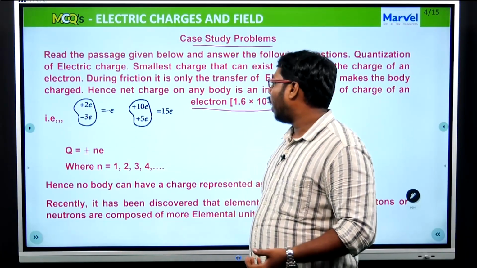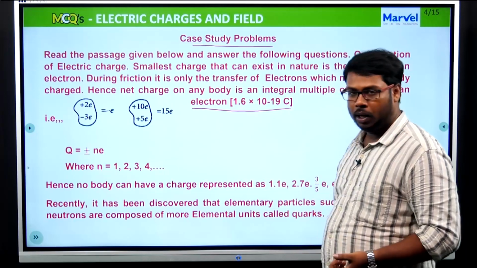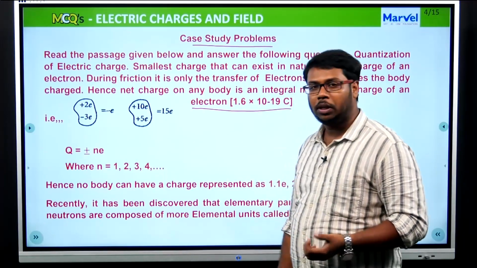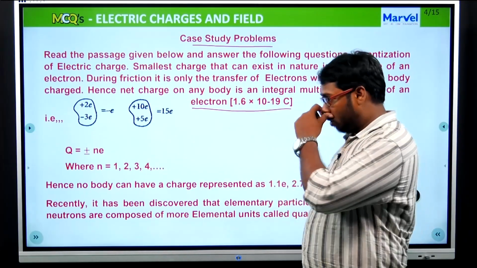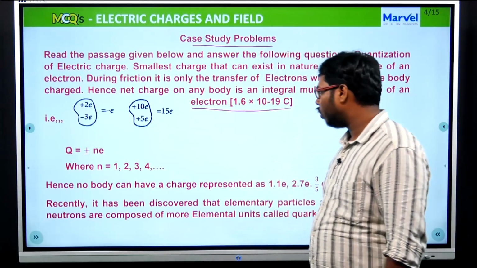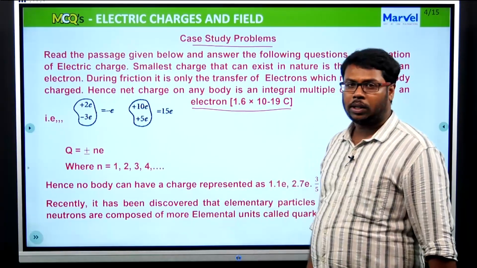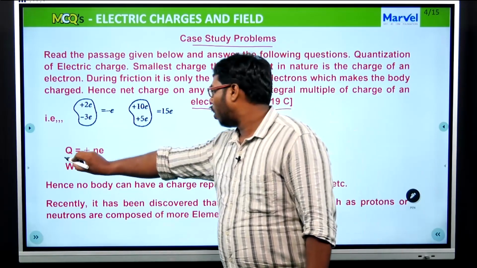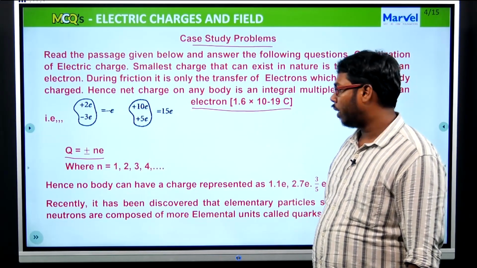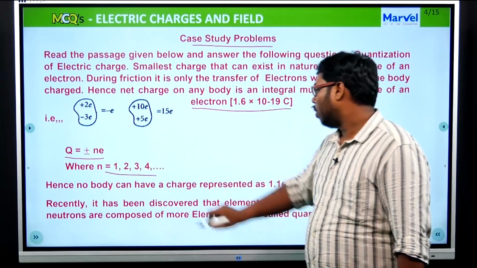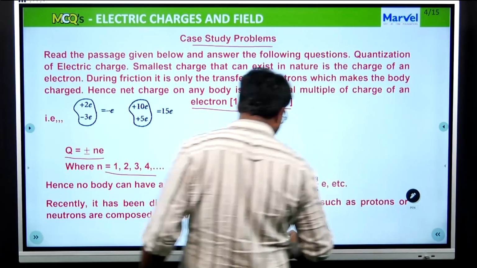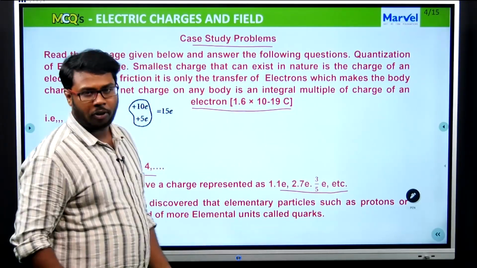Likewise, in here we have positive 10e and positive 5e inside a closed object. So, what is the total charge of this particular object? You will again algebraically add the charges. So, positive 10e plus positive 5e will give you 15e. This is how the charges are added. This is how you quantize the charges. Total charge is nothing but plus or minus n times e, where n is an integer. Hence no body can have a charge represented in terms of a decimal or a fraction value.